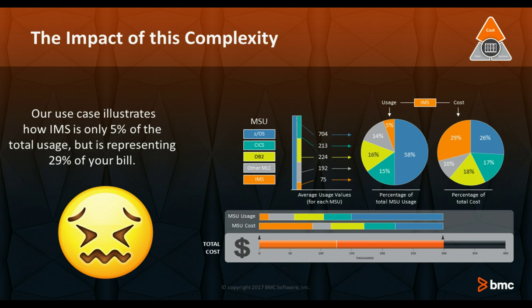If you delve into that just a little bit more and start looking at the MSUs that are actually being consumed by each subsystem in that particular hour, you'll find that IMS is only using like 75 MSUs during that time, which translates to about 5% of the overall MSUs. However, since IMS is charged at a higher rate and is now being charged 704 MSUs, it makes up 29% of the overall bill, even though it's only using 75 MSUs at the time, because it was running during the peak, so therefore it gets charged 704.